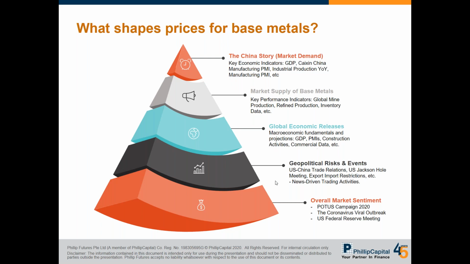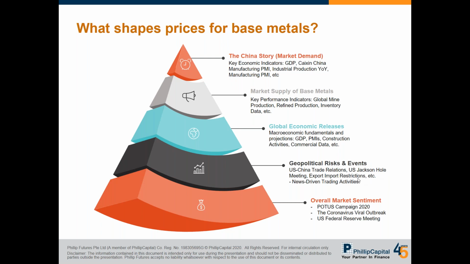So next, I summarize my point, something I want to touch on a bit more: geopolitical risks and events. This is likely to cause a lot of short-term volatility. You've seen, of course, the U.S.-China trade relations. Now there is the U.S. Jackson Hole meeting coming tonight, but it goes digital. They're not meeting in Wyoming.